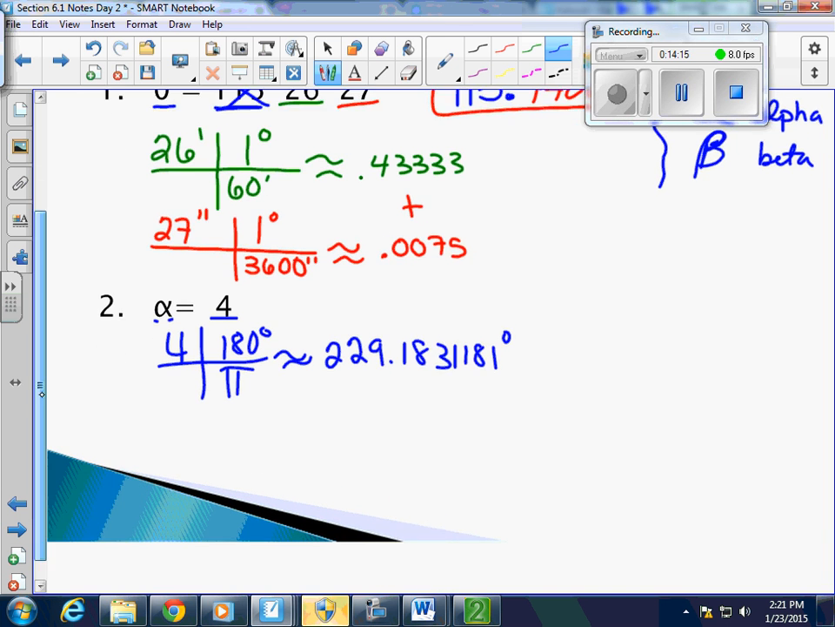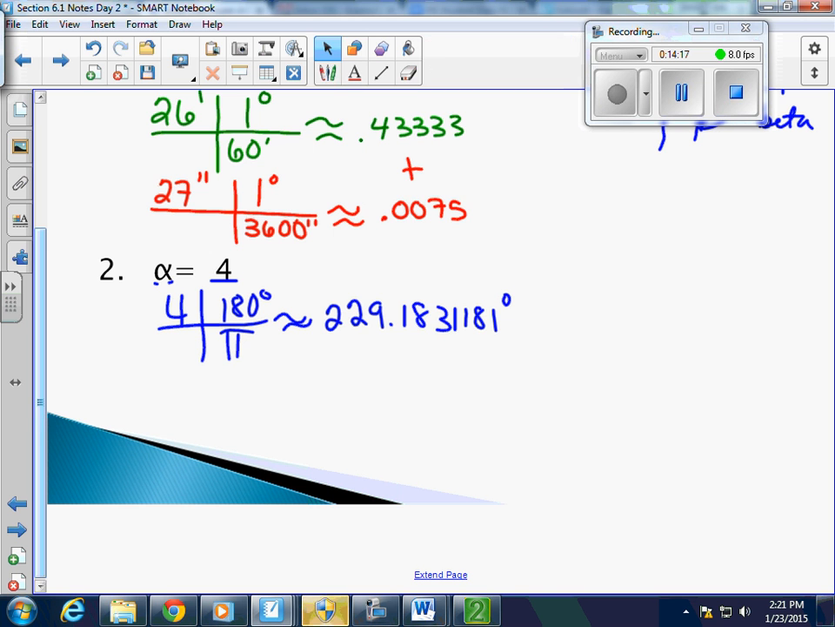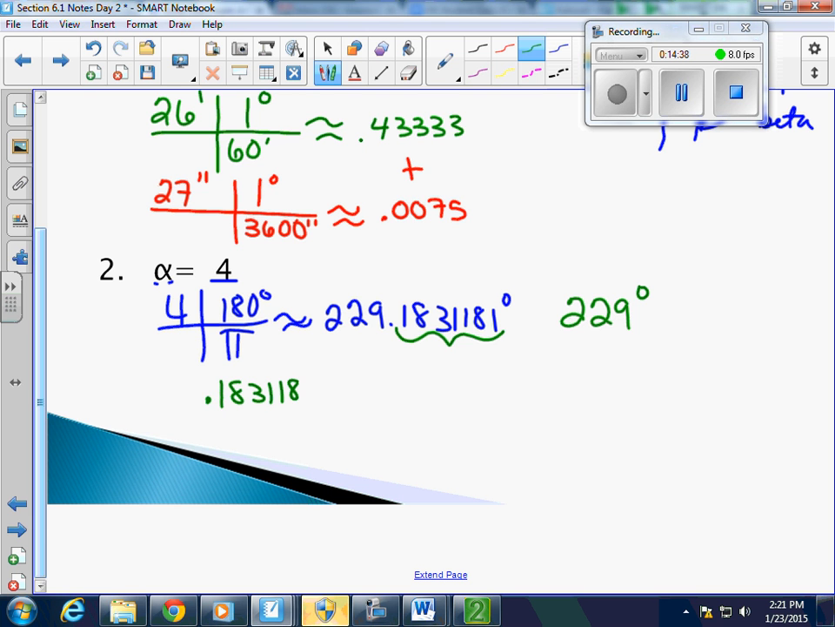Now what we're doing is converting this to degrees, minutes, and seconds. Once again, your degree is going to stay the same. I'm going to keep my 229 degrees. My job now is to convert the rest of that decimal into minutes and then convert to seconds from there. So we're going to take that 0.1831181, that's degrees, and I want to convert now to minutes.